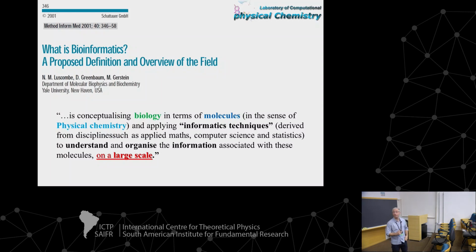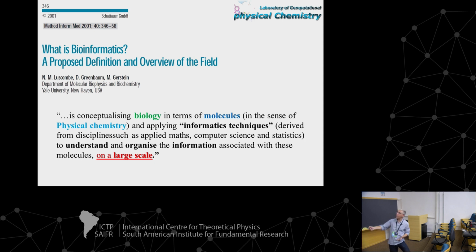What is bioinformatics? According to his definition, from his paper, you make a conceptual view of biological science in terms of molecules, especially using physical chemistry ideas, and apply informatic techniques that are derived, of course, from math, computer science, and statistics to understand and organize information associated with these molecules. And then I'm bolding here: on a large scale. Because people, in some sense, were doing something similar, but on a small scale, where they were taking one protein system and studying it, for instance, in vacuum, like they did in '77.